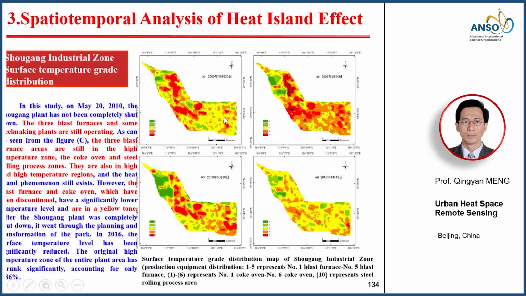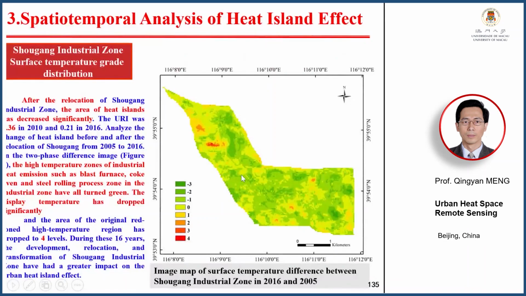The original high temperature zone in the entire plant area has decreased significantly, with high temperature accounting for only 0.86%. After the relocation of Shougang, the area of the heat island decreased significantly, and the URI, the urban heat island ratio index, was 0.36 in 2010 and 0.21 in 2016. You can see the area of the original red high temperature region has dropped by 4 levels.